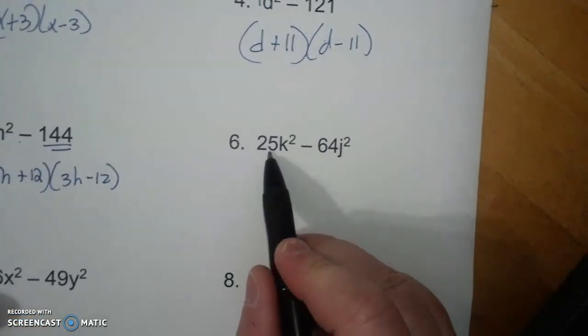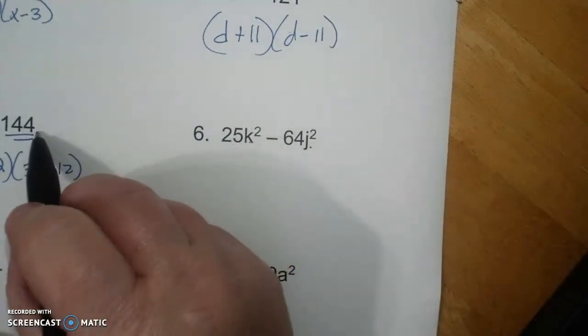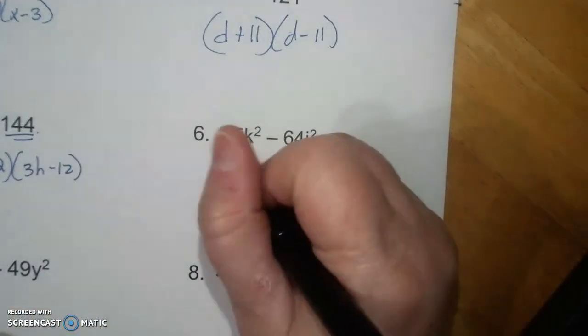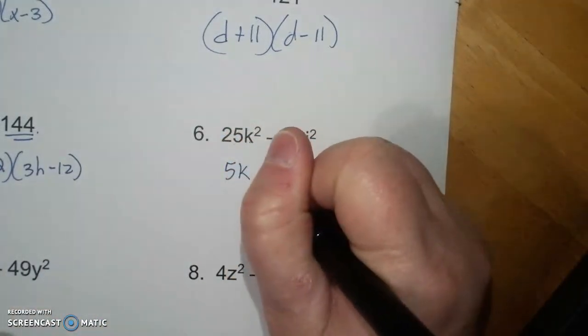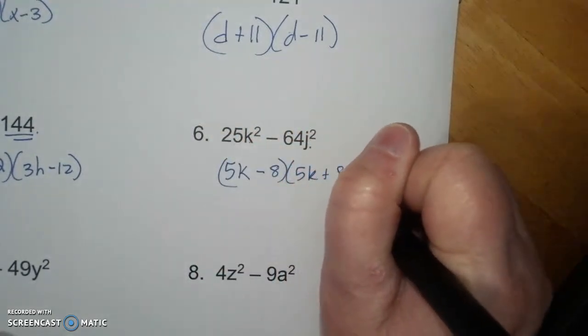Is that a perfect square? Yes. Is that a perfect square? Yes. K squared, J squared. We're just tacking on a J at the end. 5K minus 8J and 5K plus 8J.